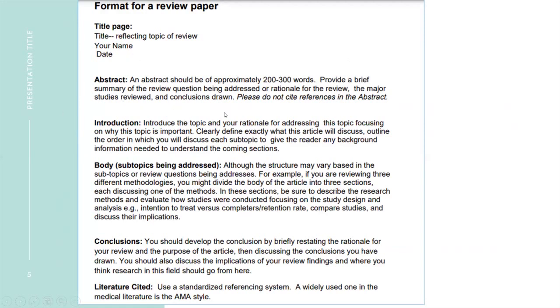The title is there, the abstract is there. According to the guidelines, you can minimize the word count. You are going to give a brief introduction about the topic you are going to review in this paper, and then you can categorize the body into sections. If there are three kinds of methodologies you are going to discuss from the existing research, you can divide it into three sections, and discuss them with subtopics.